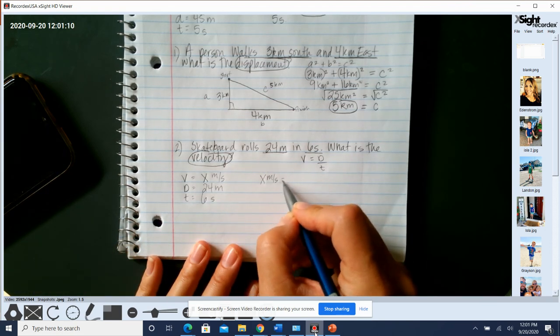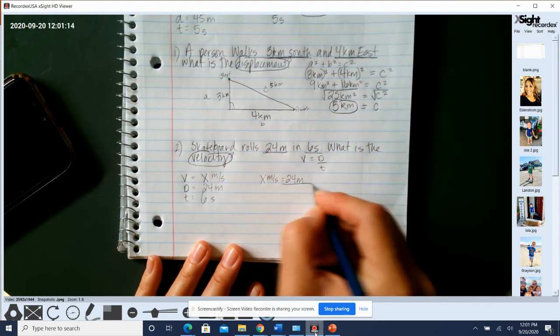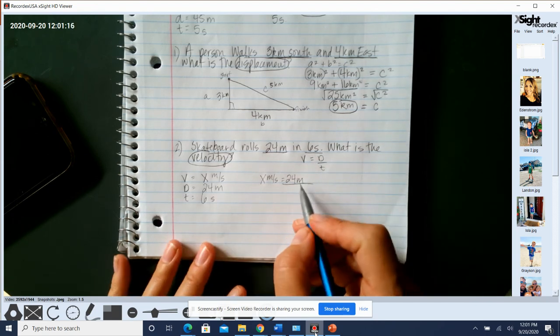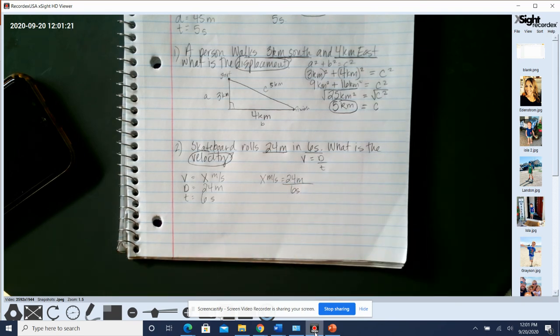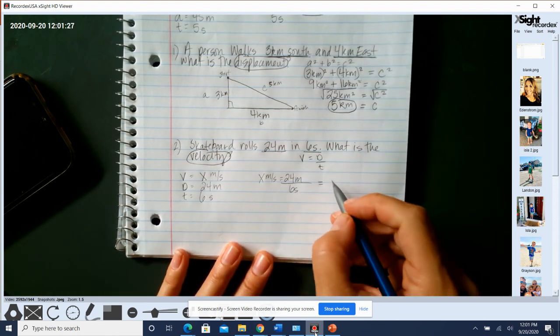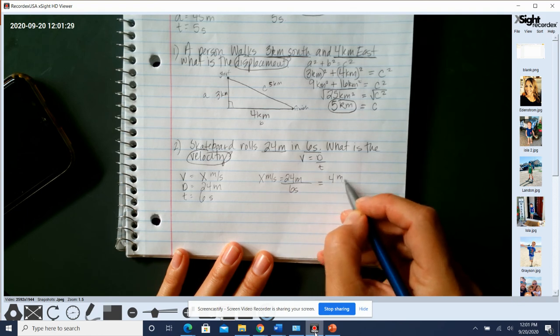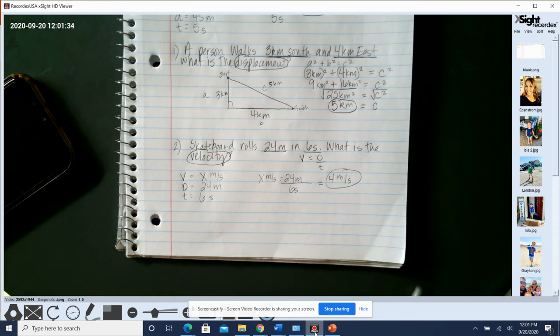x meters per second equals my d, my displacement, or distance in this case because it was just one direction, 24 meters, divided by time, 6 seconds. Most of us can do that in our head. 24 divided by 6 is 4. Since I can't cancel meters or seconds, they stay. I get 4 meters per second. And that is the velocity the skateboard is moving.